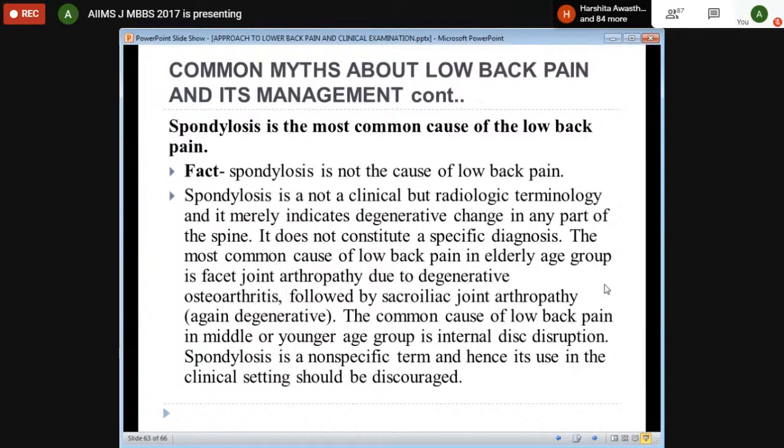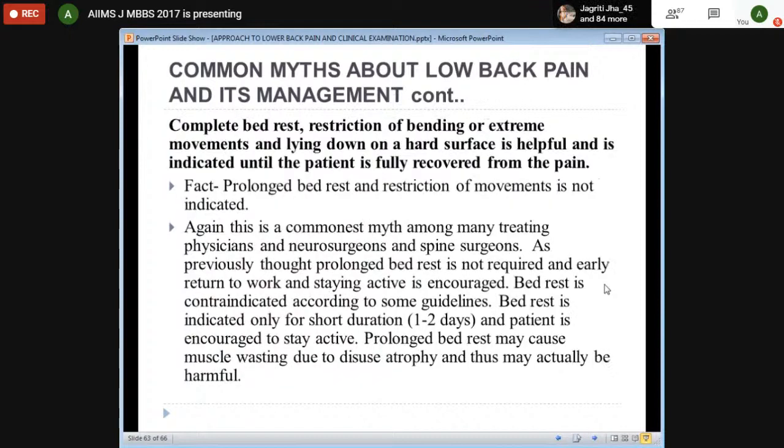But the most common cause of low back pain in the elderly age group, as we mentioned in the previous slide, is facet joint arthropathy. Sir has mentioned already, 40 to 60% due to degenerative conditions, followed by sacroiliac joint arthropathy, which is again a degenerative condition. And in the middle age group, as we discussed earlier, it is PIVD and internal disc disruption or discogenic pain. So always note that spondylosis is a non-specific term, and hence its use in the clinical setting should be discouraged.